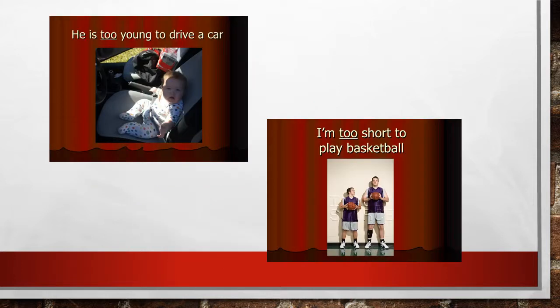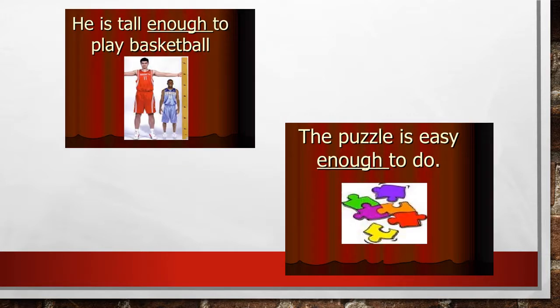Now let's look at the example sentences. He's too young to drive a car. That means he can't drive a car. I'm too short to play basketball. That means I can't play basketball. He's tall enough to play basketball. That means he can play basketball. And the puzzle is easy enough to do. So that means I can do it.